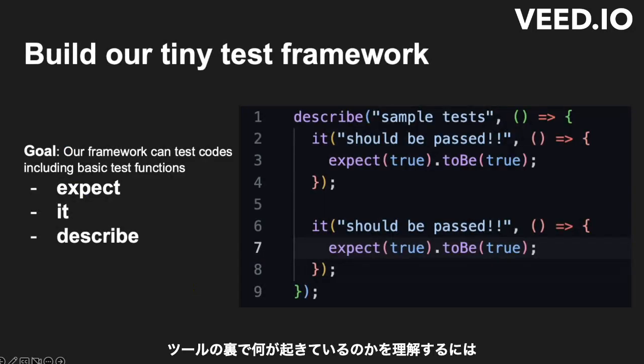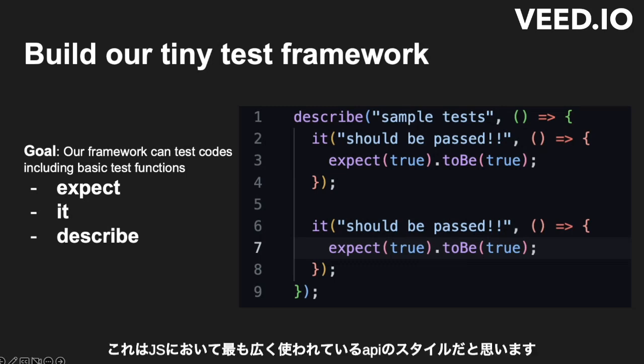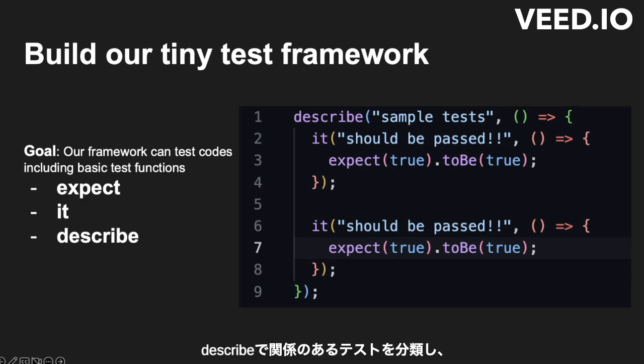In order to understand what's going on, I think actually making one is the efficient way. So in this talk, we will build a super tiny test framework. Our framework can test, including 3 basic test functions: expect, it, and describe. This is the most widely used API style for JS testing. Categorize related tests with describe, write test cases with it, and check that a value meets a certain condition using expect and matchers.